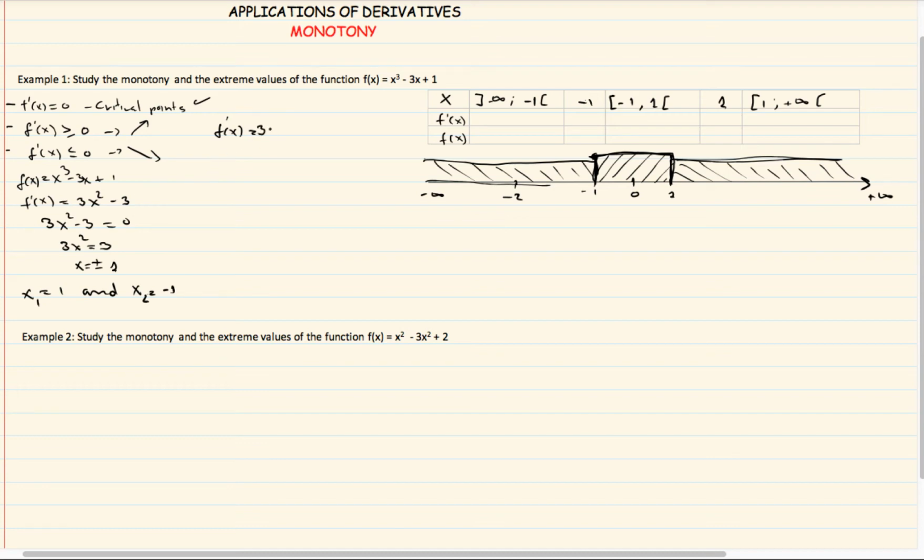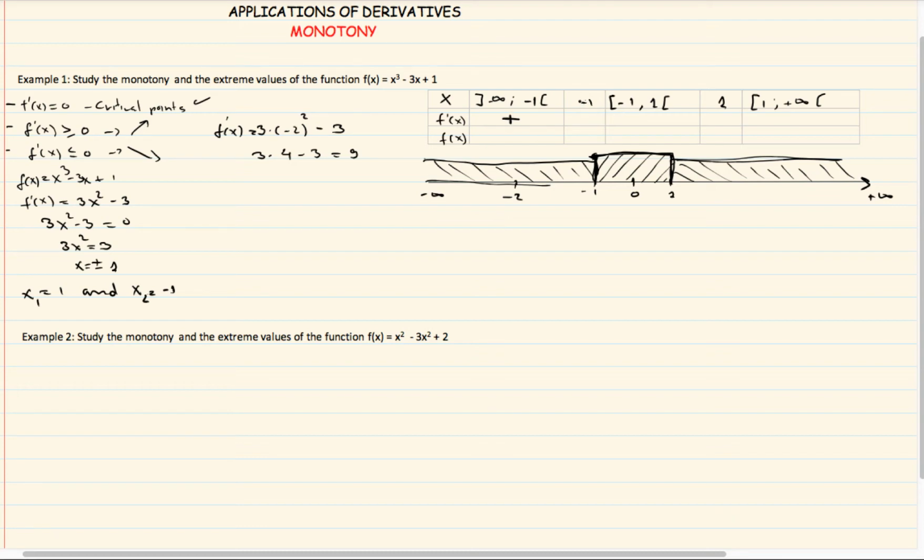3 into minus 2 squared minus 3. I'm replacing the place of x with the value that I've chosen within the interval. So what we have is 3 into 4 minus 3, which is 12 minus 3, which is 9. So 9 is a positive value, so the derivative within this range is positive.